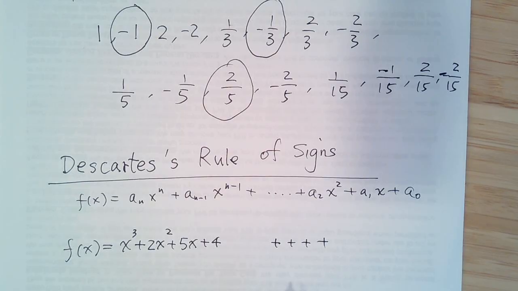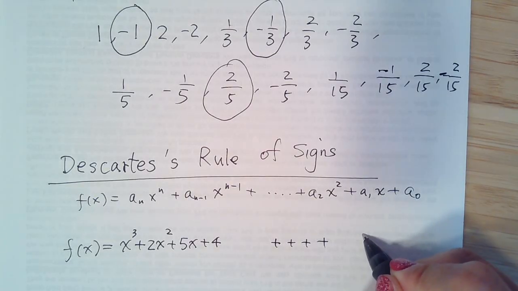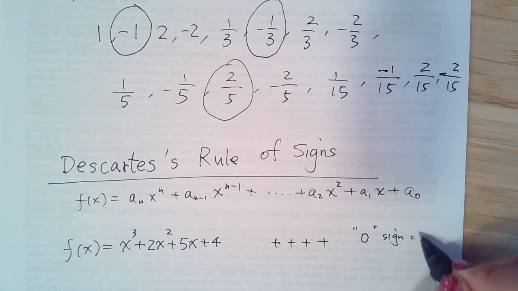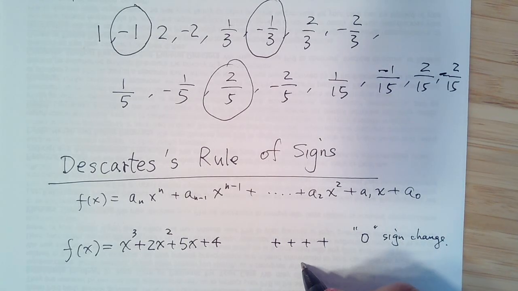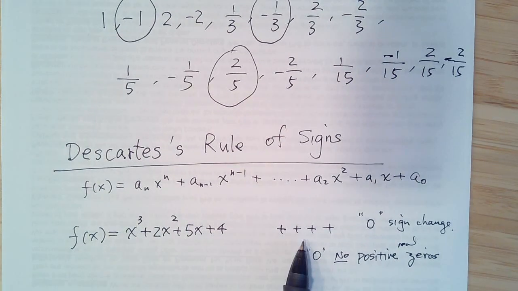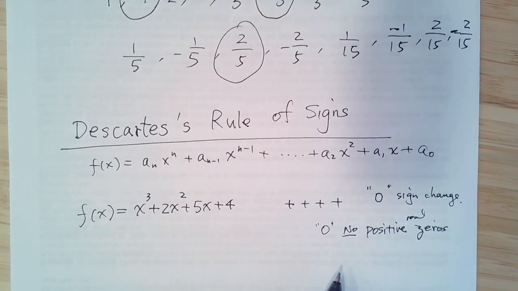Is there any sign change? Nope, there's no sign change. What does that mean? That means there are no positive real zeros. If you just look at this, there's no change, so there's no positive zero.